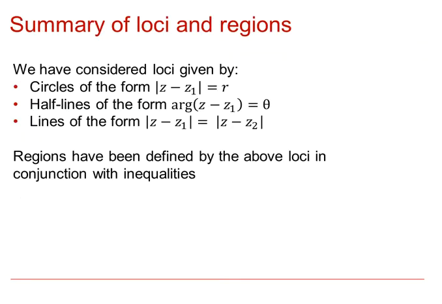In summary of this session and the previous session, we have considered loci given by circles of the form the modulus of z minus z1 equals r, half lines of the form argument of z minus z1 equals theta, and also lines of the form where the modulus of z minus z1 equals the modulus of z minus z2, which, if you remember, is the perpendicular bisector between two fixed points. Regions have been defined by the above loci, but in conjunction with inequalities.